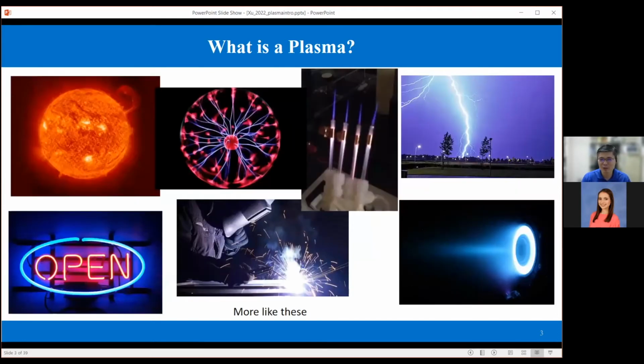More likely, where plasmas really are is in these types of examples. You have the sun. The sun is a giant ball of plasma. Well, stars in general are giant balls of hot plasma. You have the little plasma globes you might see in a science museum, little plasma jets, lightning, plasma thrusters for satellites, plasma arc welding, and neon signs. These are all plasmas in different states, and you can see they serve very different application purposes, both natural as well as man-made.